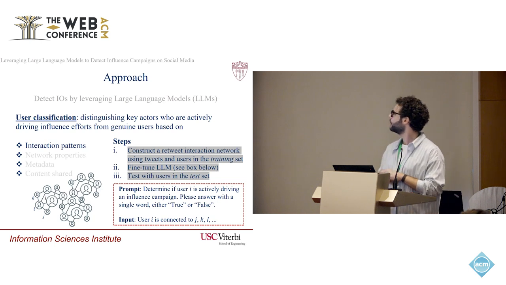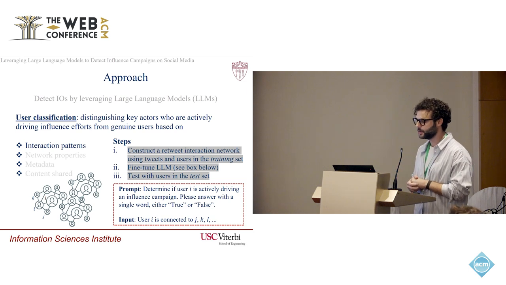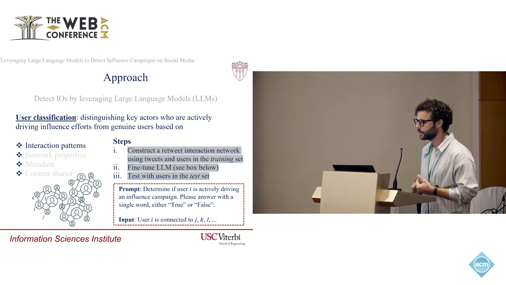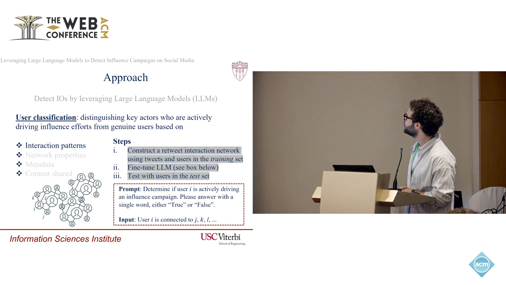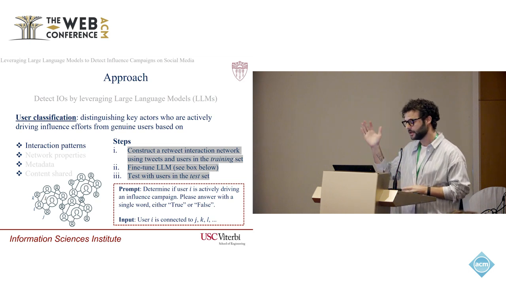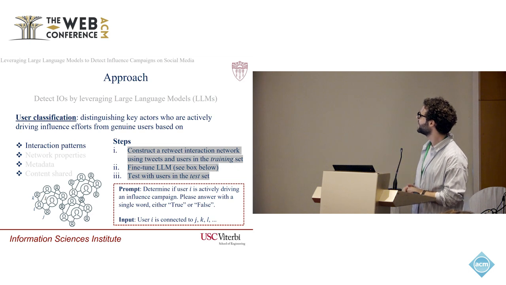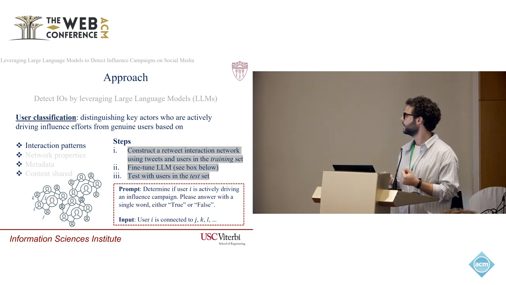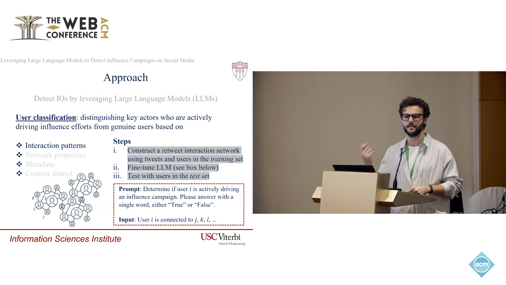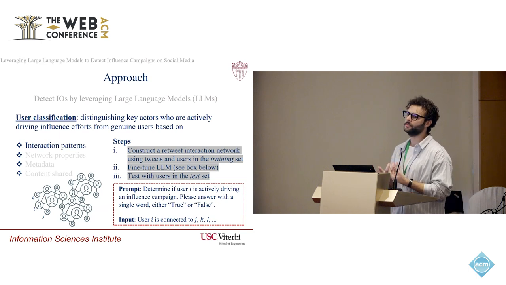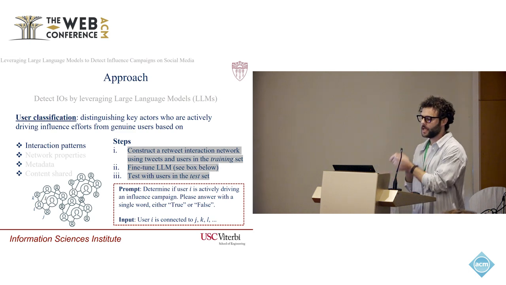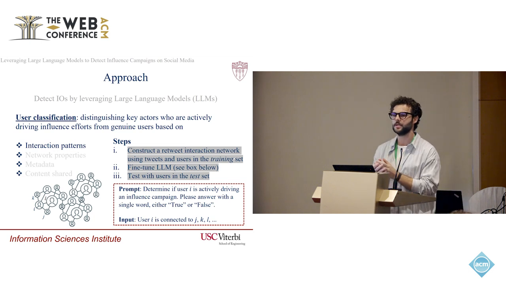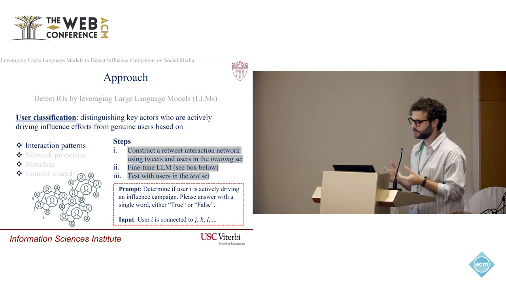Starting from the first model, we built an interaction network using retweets. So we have a retweet network. We use the information related to this retweet network, and in particular the connections within it, to fine-tune an LLM. We use the prompt and input in the red box at the bottom right, where we provide as input to the LLM the connections within this retweet network. So we say, okay, user I is connected to users J, K, and L, and so on and so forth. In the prompt, we ask the LLM to determine if user I is driving a campaign, and the answer can be yes or no. We fine-tune the LLM using tweets and users that are only in the training set, and we test it with users in the test set.